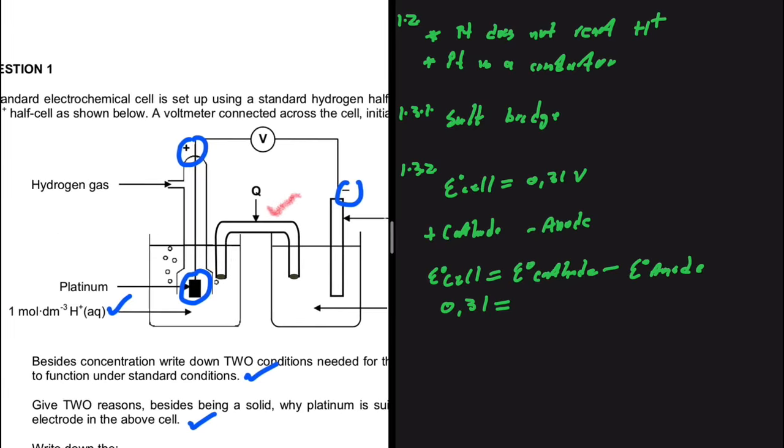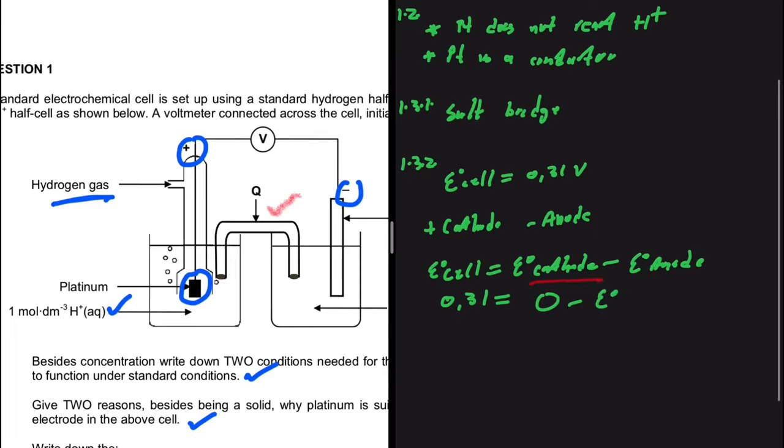The potential at the cathode is the potential of the hydrogen gas, as we can clearly see that it is at the positive terminal. So we're going to have 0. If you look at your table of standard reduction potentials, the potential of hydrogen gas is 0 minus the potential at the anode, which happens to be X. If you find the reduction potential of X, you're going to realize that it is equal to minus 0.31 volts.